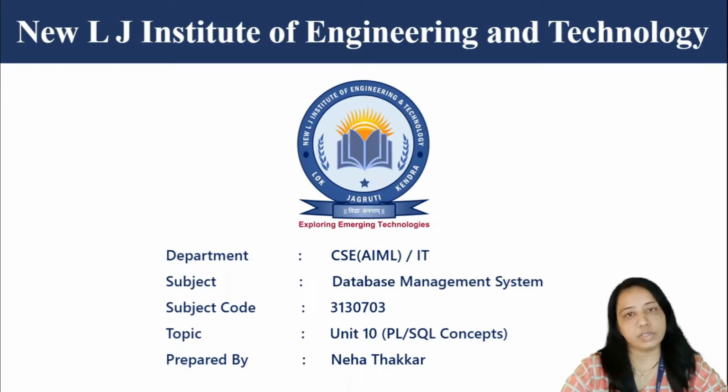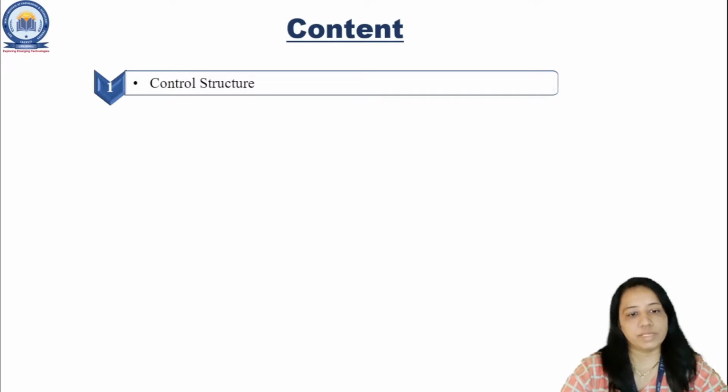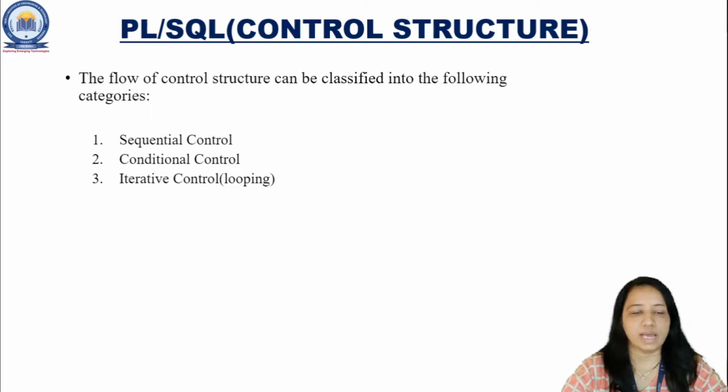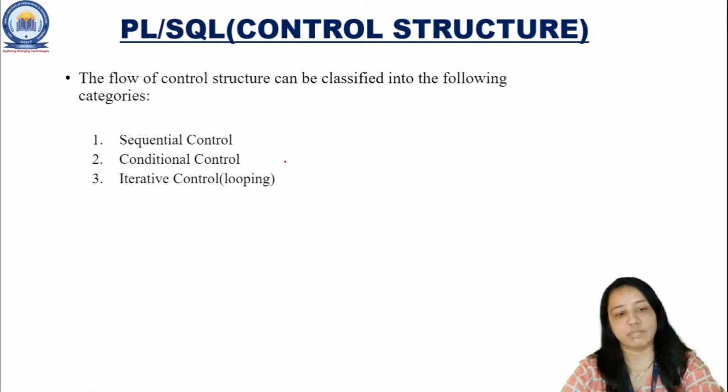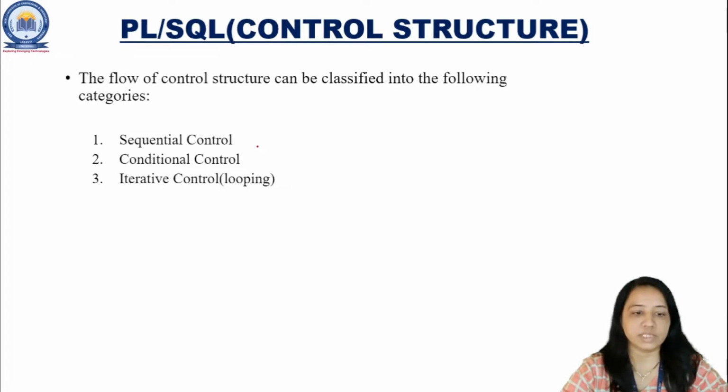Today we'll continue Unit 10, that is the PL/SQL concept, with the control structure. In the last lecture we saw the basic concept of PL/SQL and how a PL/SQL block can be written. We also started the control structure. There are basically three types: sequence, conditional, and iterative, that is, looping. Conditional uses different types of if statement.